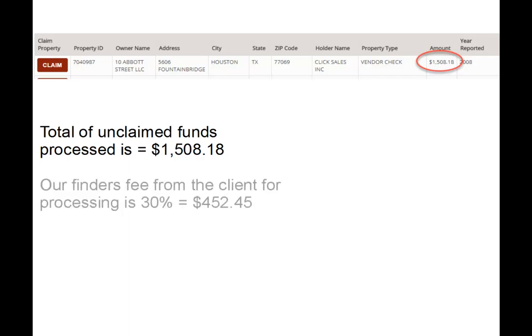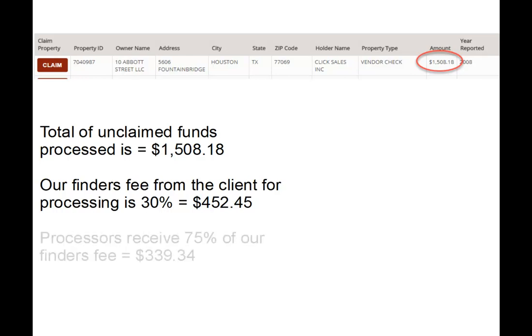Okay. So that being said, remember what I said in the orientation. Our finder's fee from the clients that we process is an average of 30%. Okay, so that would be from this account, for instance, if you mailed this one in, it would be $452.45 we would receive as a fee for providing this service to this company, okay. And then you, on that part, for completing the worksheet and mailing it in to us, we're going to give you 75% of that fee, which would be $339.34. Now, that is a tremendous amount.